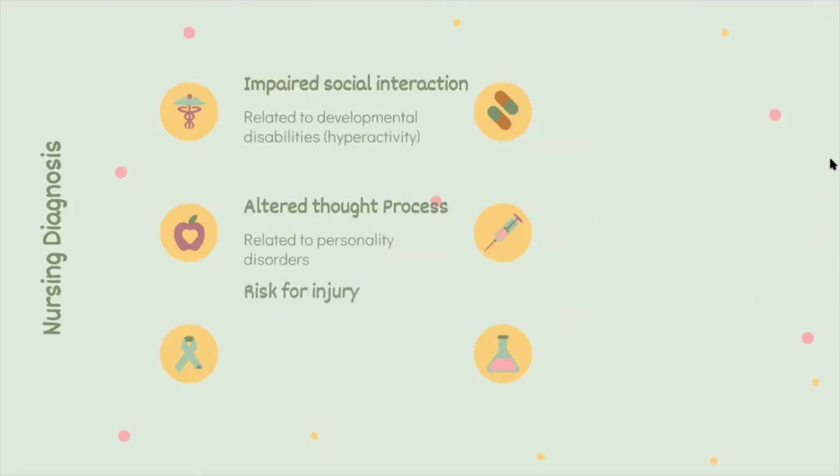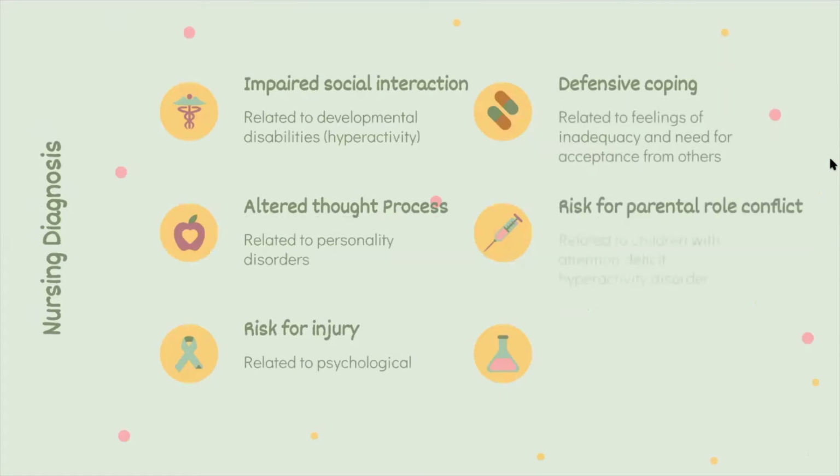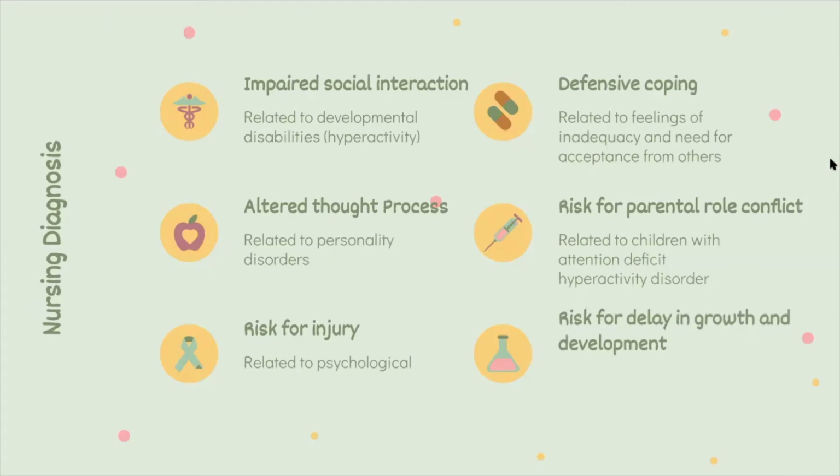With ADHD, children have impaired social interaction related to developmental disability and hyperactivity, altered thought process related to personality disorders, risk for injury related to psychological factors, defensive coping related to feelings of inadequacy and need for acceptance from others, risk for parental role conflict related to children with attention deficit hyperactivity disorder, and risk for delay in growth and development related to mental illness, hyperactivity, and lack of concentration.